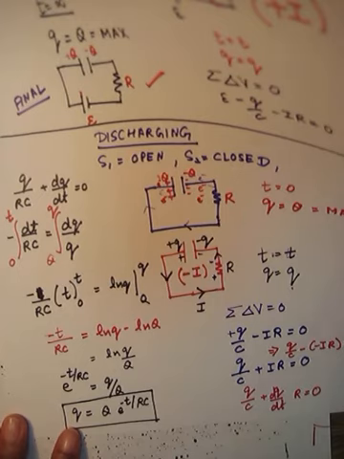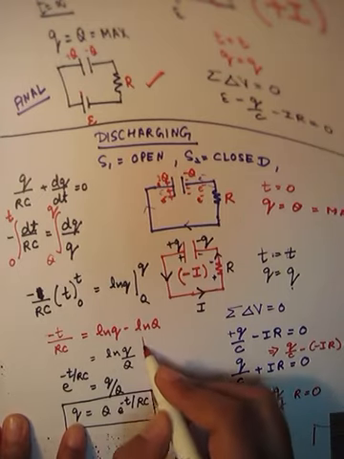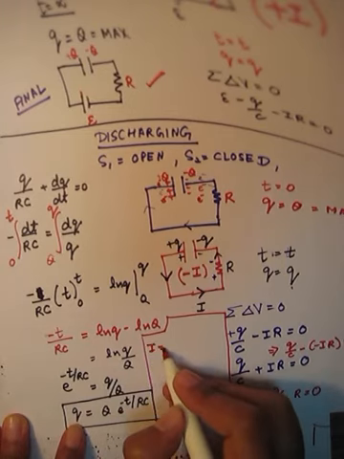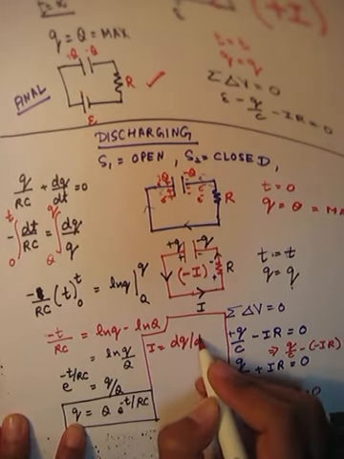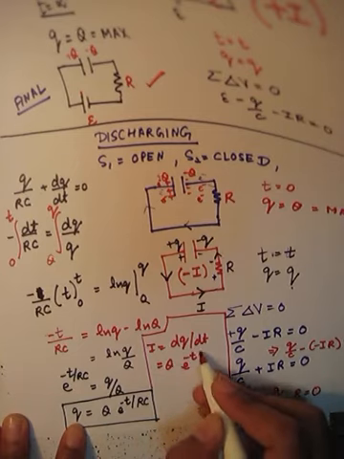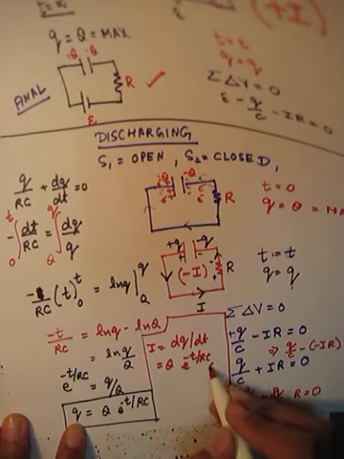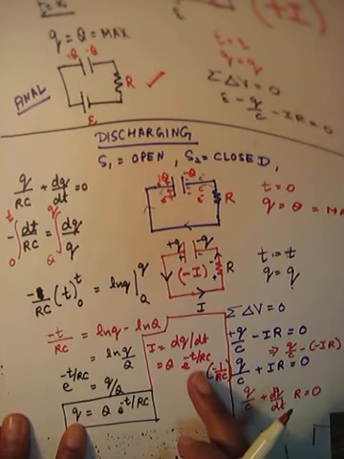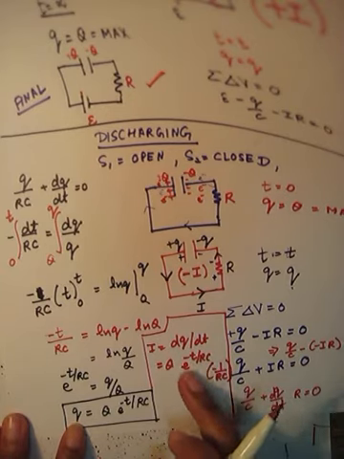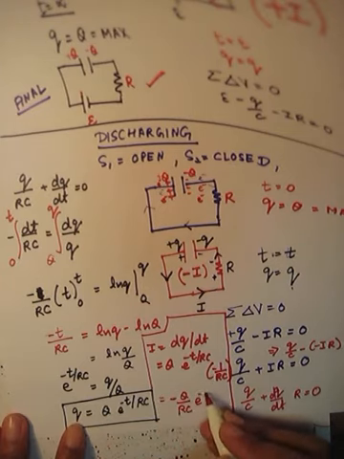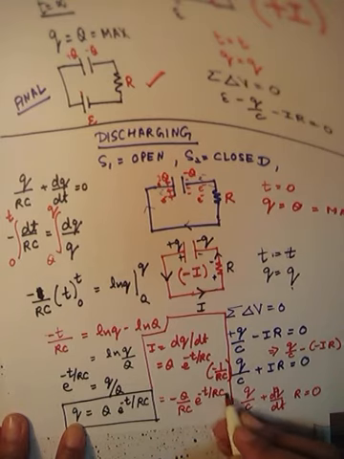Now we can also find out current from here. Current will be rate of change of charge. So it will be capital Q exponential minus t upon RC into minus 1 upon RC, the derivative of the power of exponential. So it will be minus Q upon RC exponential minus t upon RC.